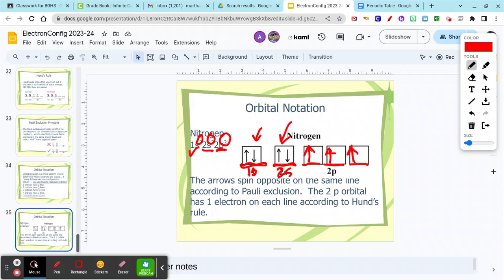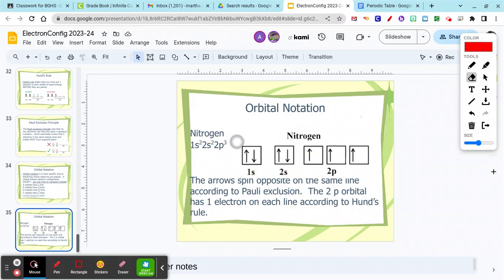Now, when you put 1 in each, it doesn't matter if you put them all up or all down, but they do all have to be spinning the same direction. So I can't have 1 up, 1 down, 1 up, or 1 down, 1 up, 1 down. They all have to be going the same way before I pair them, okay? So let's do another example, and I'm going to switch over to the periodic table now.